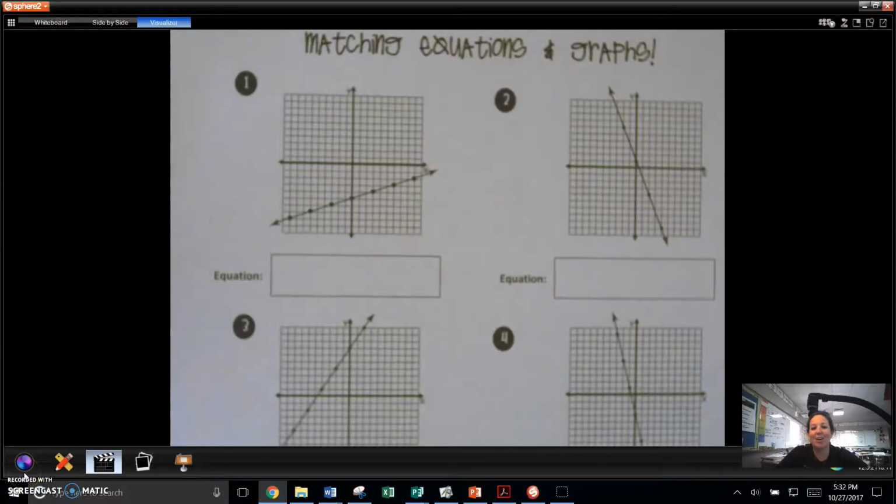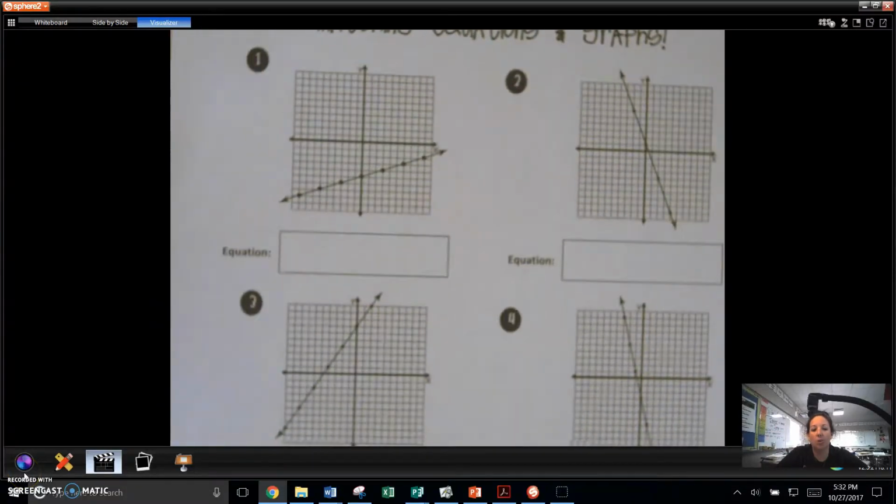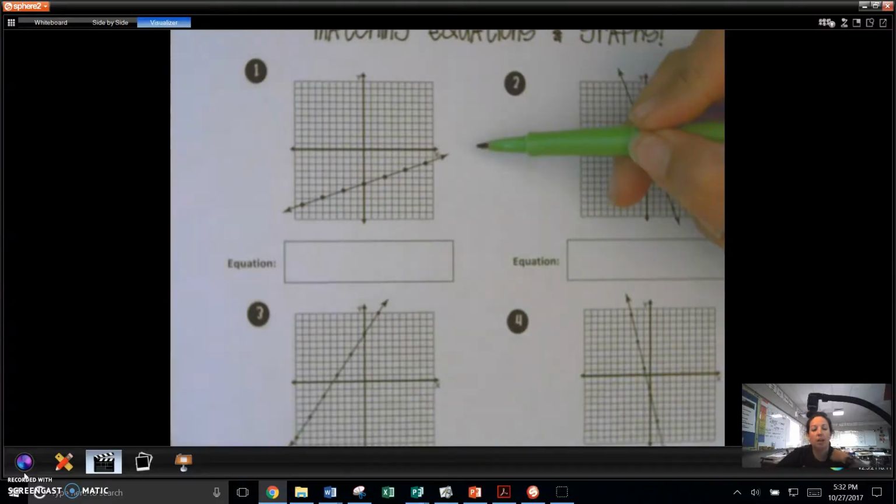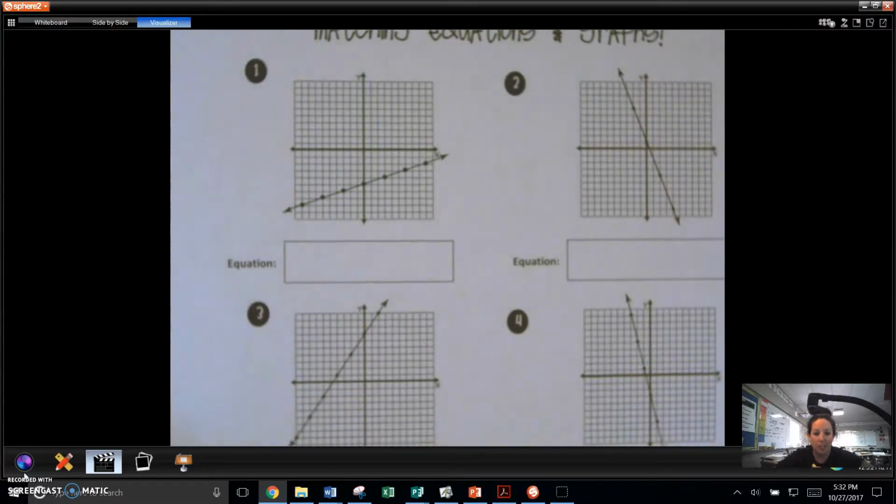Hey guys, so I'm going to give you just a quick review of what we've done with our graphs of linear relationships and how we can find the different pieces. So here we go. This is one of the ones we did in class. Basically you should already have these notes, but this is a good reminder for you to go back over them. So we're going to start with this first linear relationship.